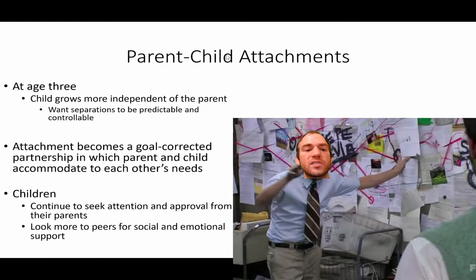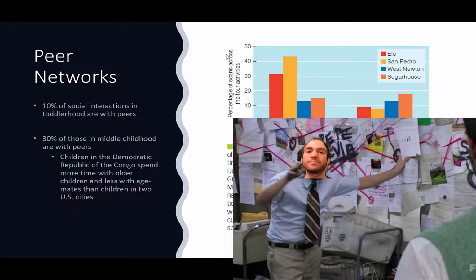The idea here is that, as stated, with age children's social cognition develops. They recognize that caregivers have their own goals, and thus parents and children accommodate each other to meet each other's basic needs. Children are still reliant on and seek approval and attention from their parents, but they now also look for social and emotional support from their peers.